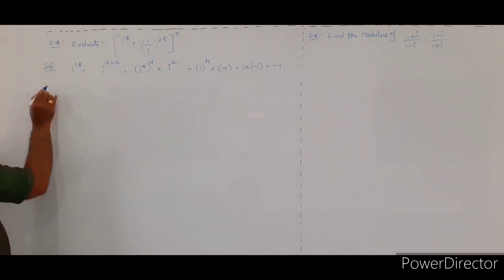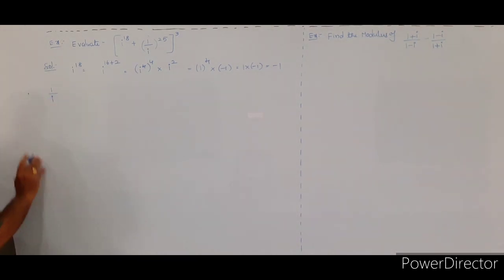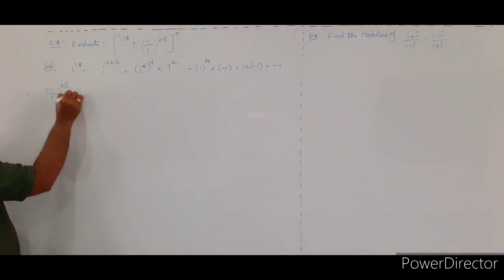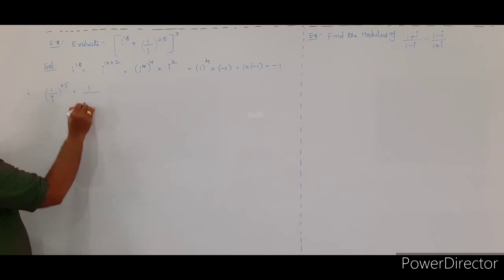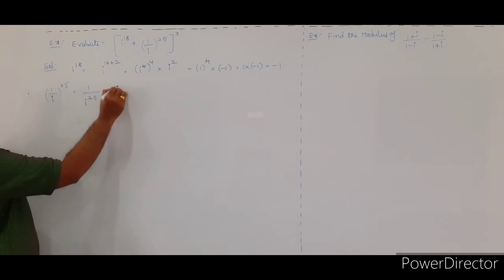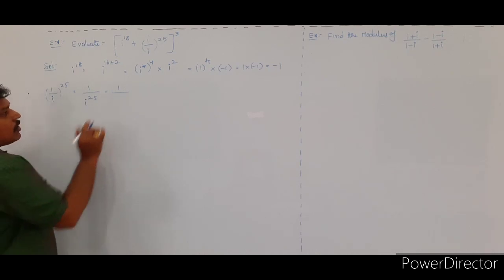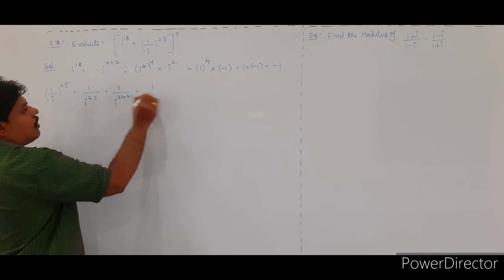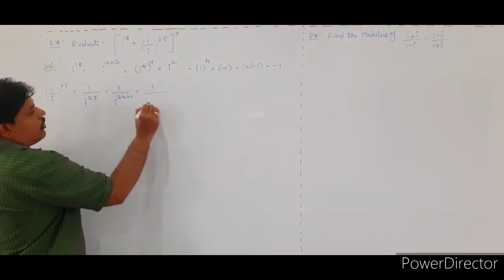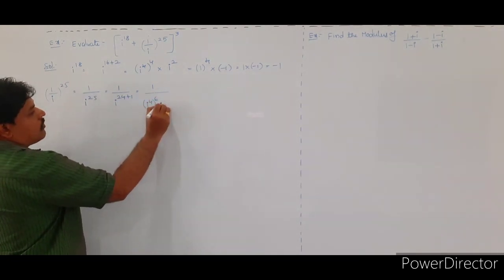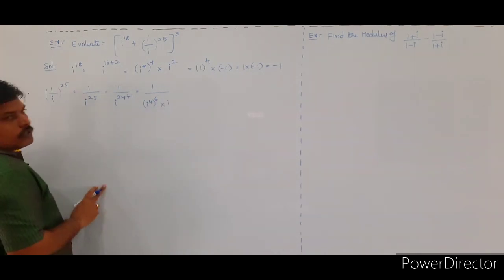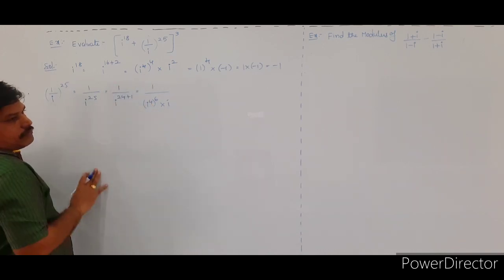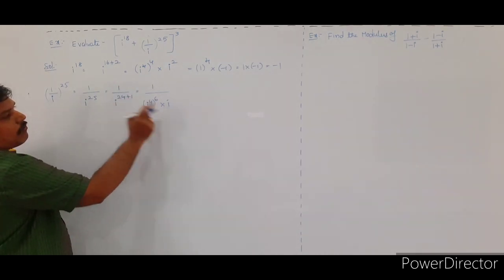Similarly, you can take (1/i)^25. What is this value? 1/i^25 can be written as 1/i^(24+1). Why? Because i^24 can be written as (i^4)^6, so i^(24+1) is nothing but (i^4)^6 into i^1, which is i.